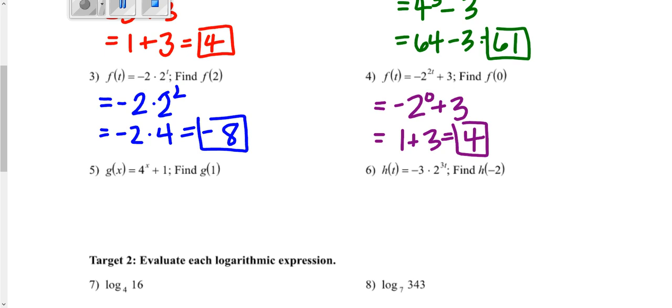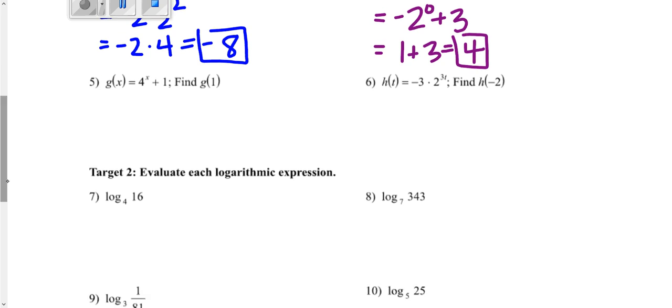And then moving on to number 5, if I plug in a 1 for x, that would be 4 to the 1st power plus 1. 4 to the 1st power is just 4, plus 1 is 5.